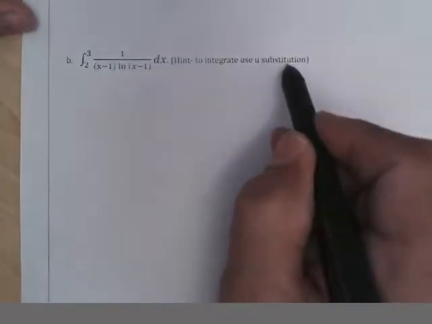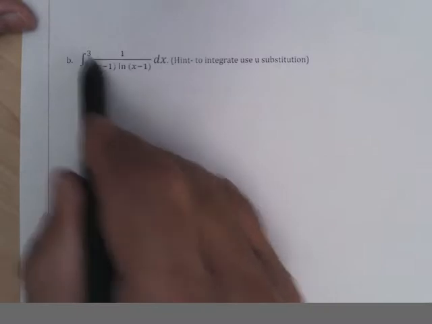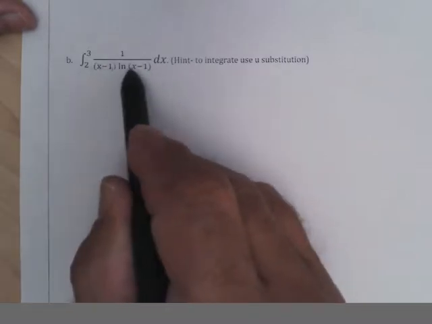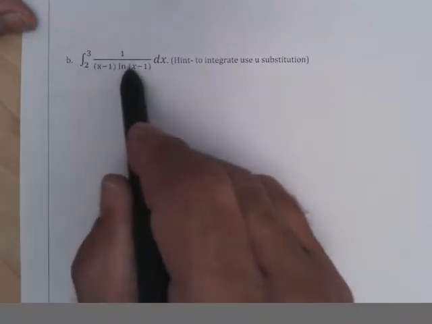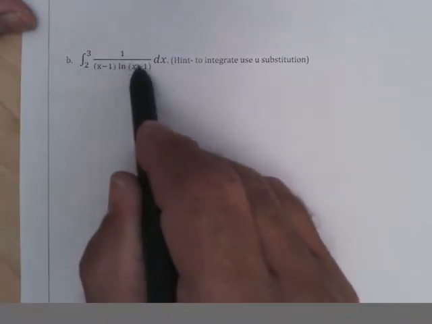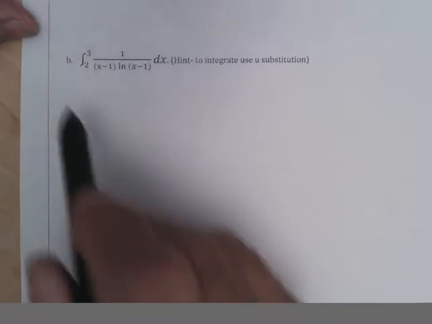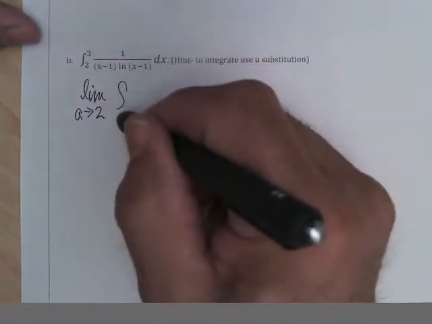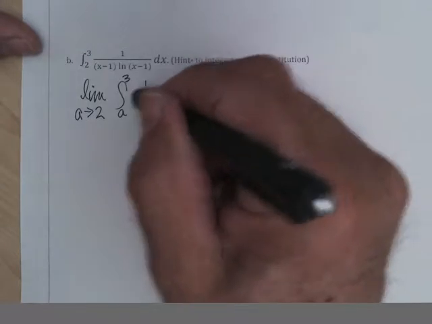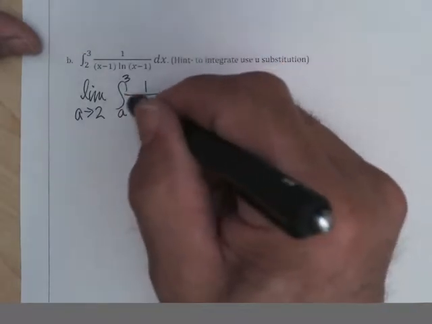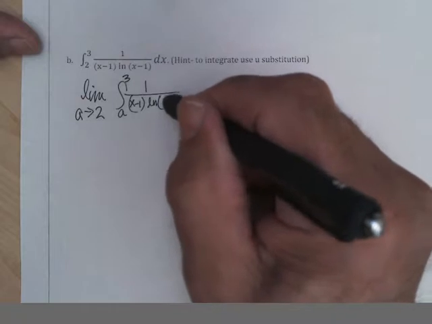And finally, the last one. I'll give you a hint. See, where's the problem? If I put 3 in here, it would be 2 and ln 2. That's not a problem. If I put 2 in here, it'd be 1 and ln of 1, but ln of 1 is 0. We can't have division by 0. So 2 is the problem. So we have to do the limit as a approaches 2 of the integral a to 3 of 1 over x minus 1 times ln of x minus 1.